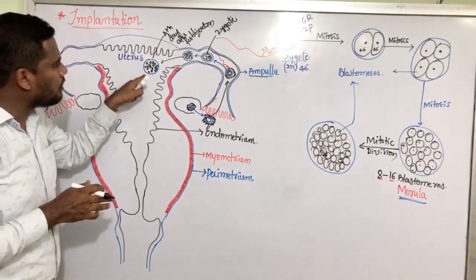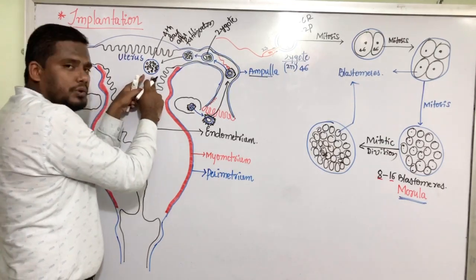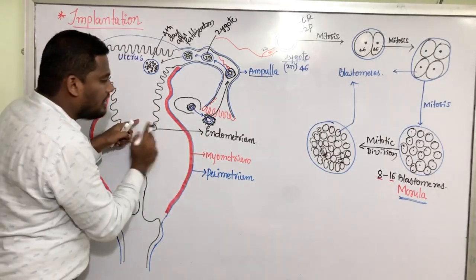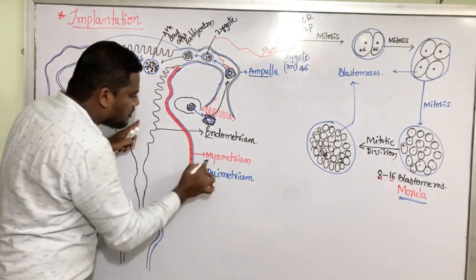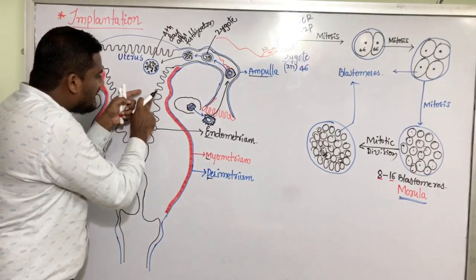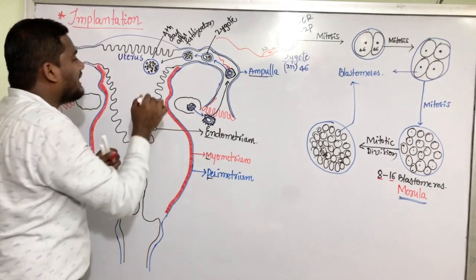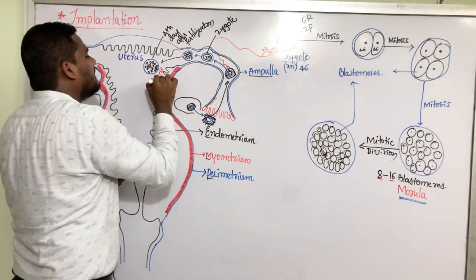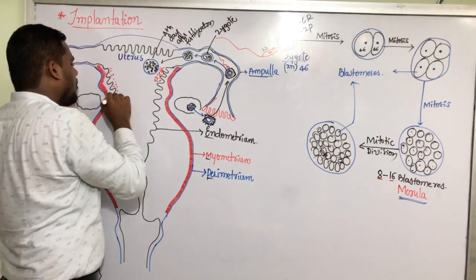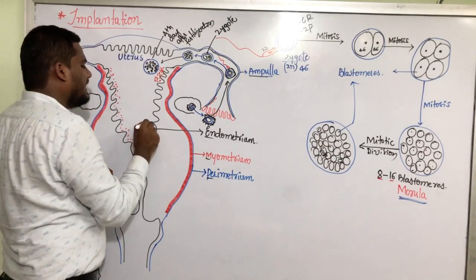Now as this morula enters into the uterus, inside the uterus there are 3 different walls. The inner wall is called the endometrium, the middle wall is called the myometrium, and the outermost wall is called the perimetrium. This inner wall, the endometrium, starts secreting glycogen. From all the sides of this endometrium, glycogen is secreted.